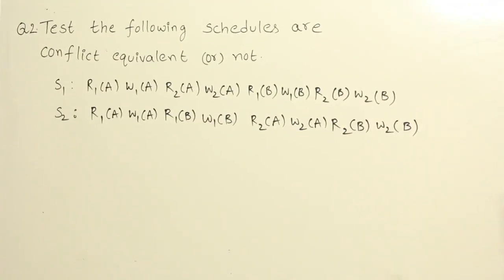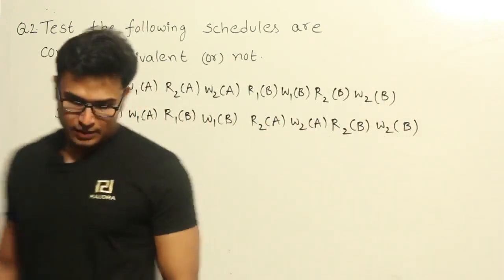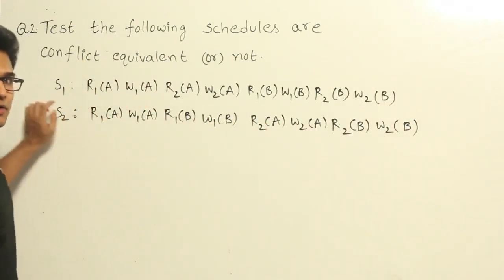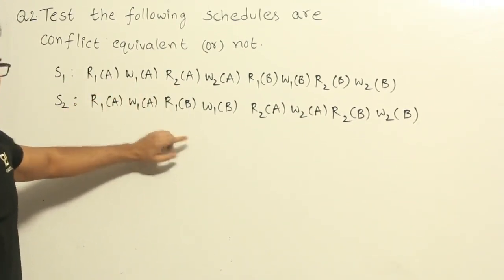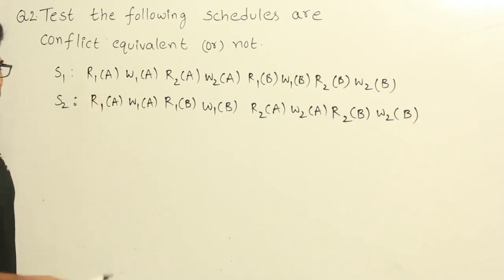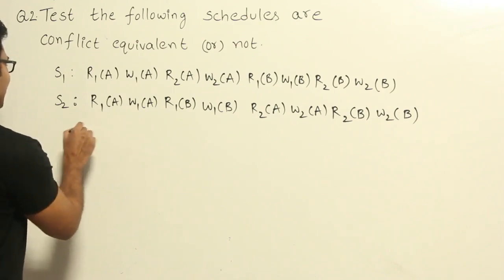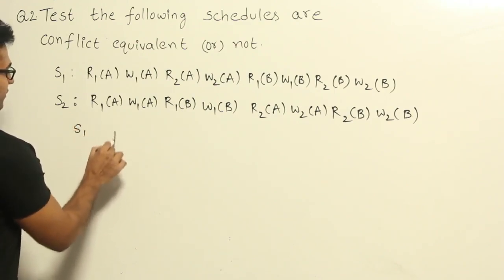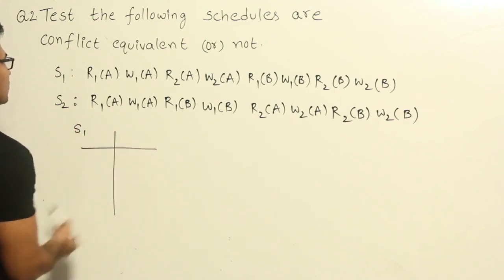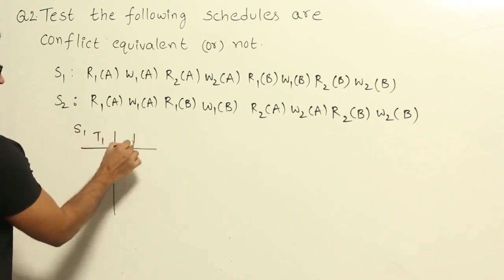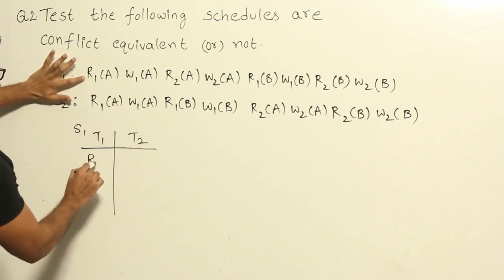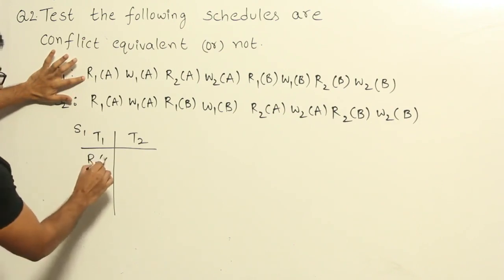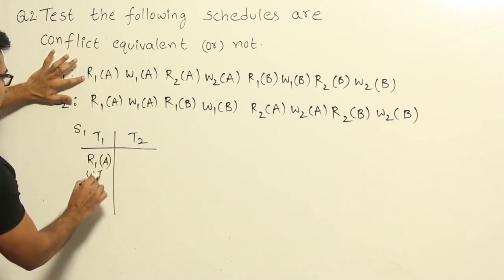Right, so if you observe this, now we have two schedules here. One schedule has two transactions and the other schedule also has two transactions. I'll write it in tabular form so that you'll understand whether they are conflict equivalent or not. Let us say schedule 1. In schedule 1, two transactions are there, T1 and T2. If you look at schedule 1, one operation is R1 of A, and then W1 of A.